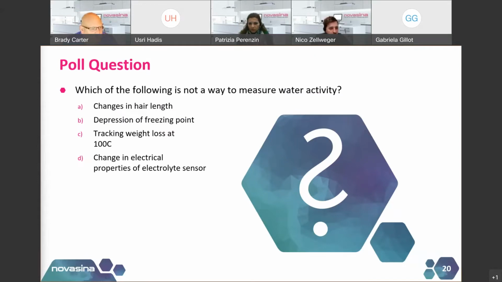Can you measure it with changes in hair length? Can you measure it based upon the depression of a freezing point? Can you measure it by tracking the weight loss at 100 degrees C? Can you measure it using a change in electrical properties of an electrolyte sensor? So choose just one: which one of these is not a way to measure water activity?